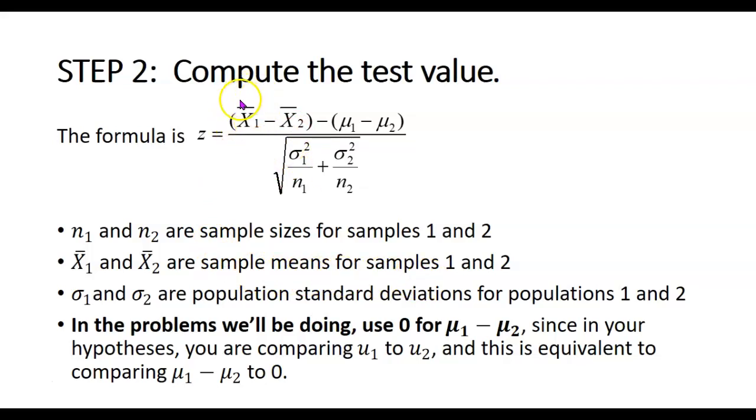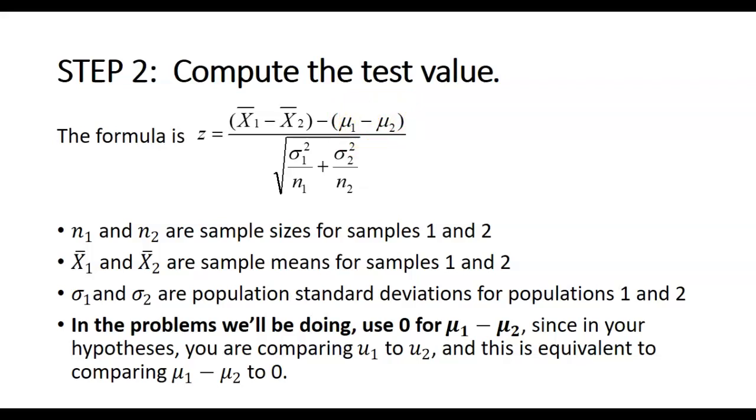Those are the averages of whatever it is you're looking at for your first sample and for your second sample. The sigmas, sigma 1 and sigma 2, are the population standard deviations for your two populations. And in the problems that we will be doing, this part of the formula where we have the mu1 minus mu2, we're just going to use 0 for that.